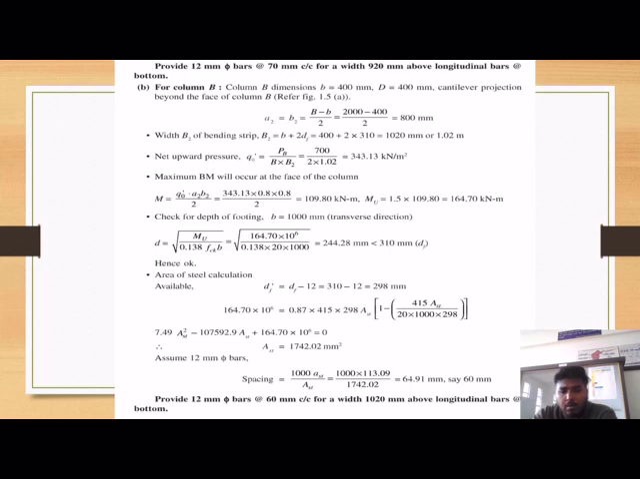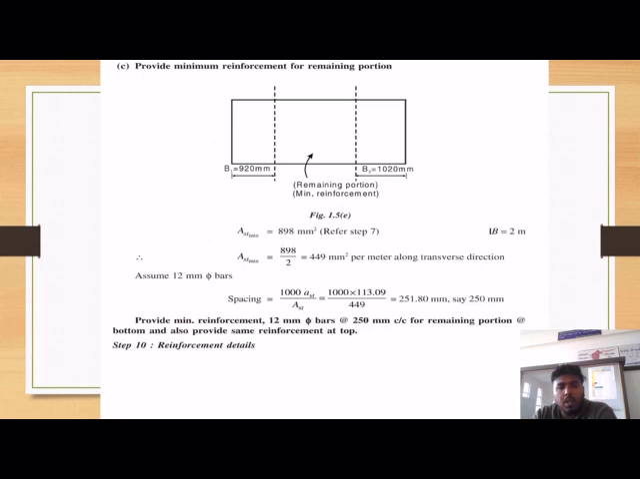Provide 12 mm bars at 60 mm c/c for a width of 1020 mm above the longitudinal bars. Provide minimum reinforcement for the remaining portion. Ast minimum is 898 by 2, equal to 449 mm square. Spacing is 1000 into 113.09 divided by 449, equal to 251.80 mm. Provide 12 mm bars at 250 mm c/c for the remaining portion at the bottom. So provide the same reinforcement at the top.